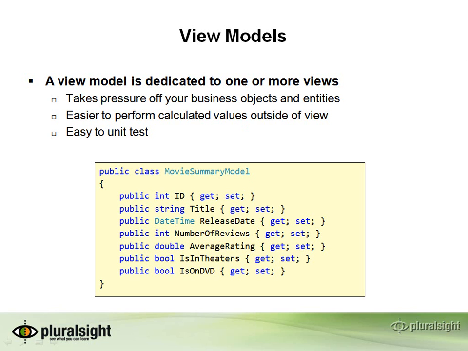Something else you can do in this view model is, let's say that the is in theater flag and the is on DVD flag, that information comes from third-party web services. Now with the view model, we have a very convenient container to aggregate all this information and put it together into a class that is now dedicated to a view. And the controller action that produces this movie summary model object is going to be easy to unit test. We just need to feed it the information and make sure the correct information here appears in the model.